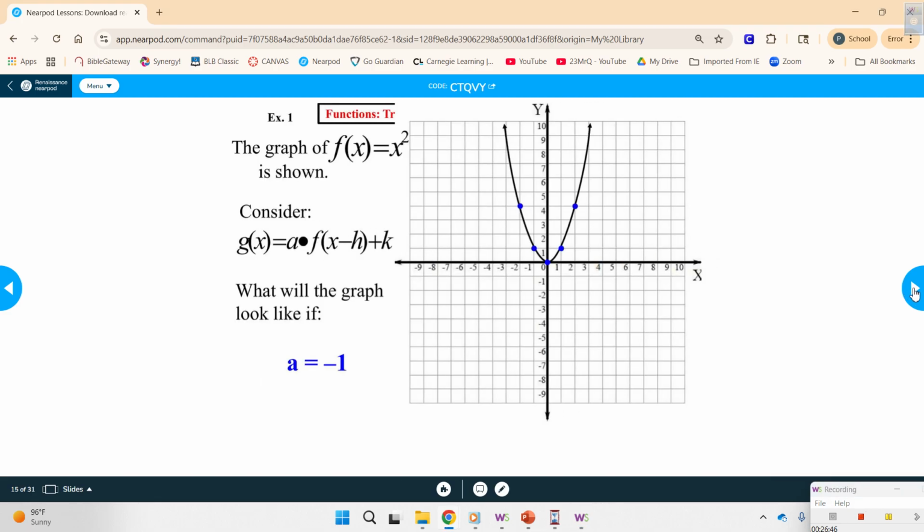So we're back here. So let's see how well you got all this. Example 1, it says, the graph f of x squared is right here. Looking at it through the lens of our general rule, if A is negative 1, tell your neighbor what's going to happen to that graph, please. Don't write it on paper, just tell your neighbor what happens to the graph when A is negative 1.